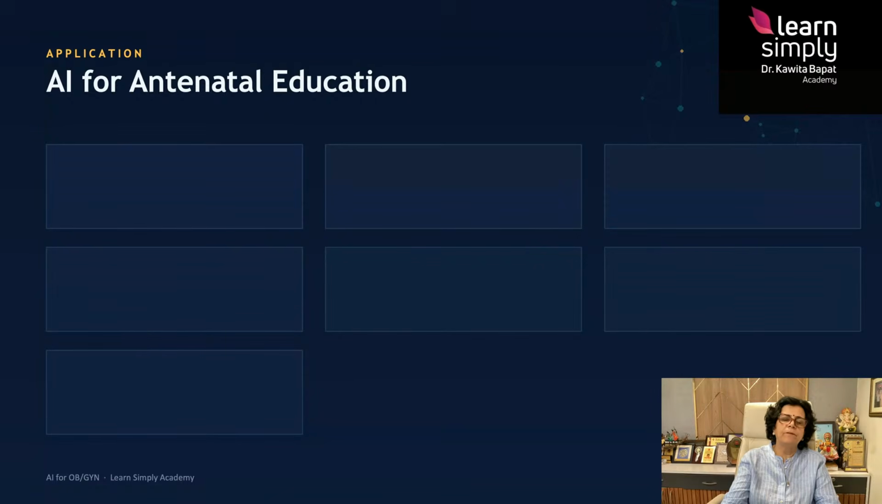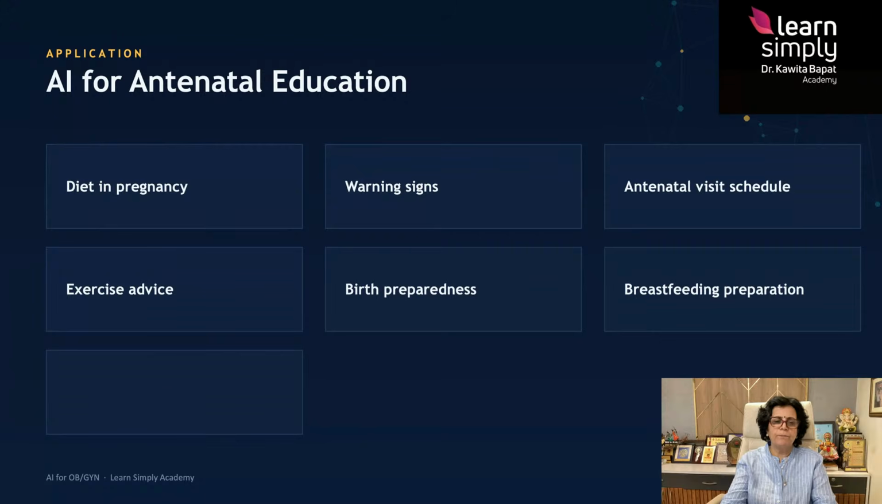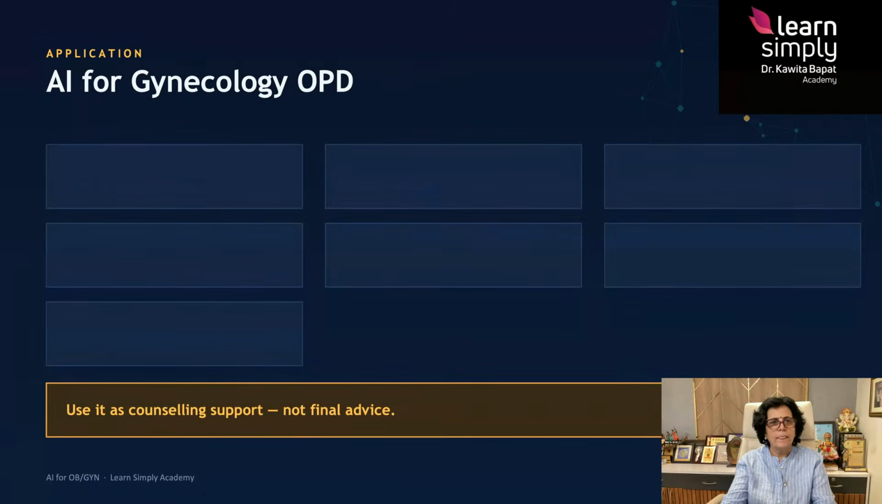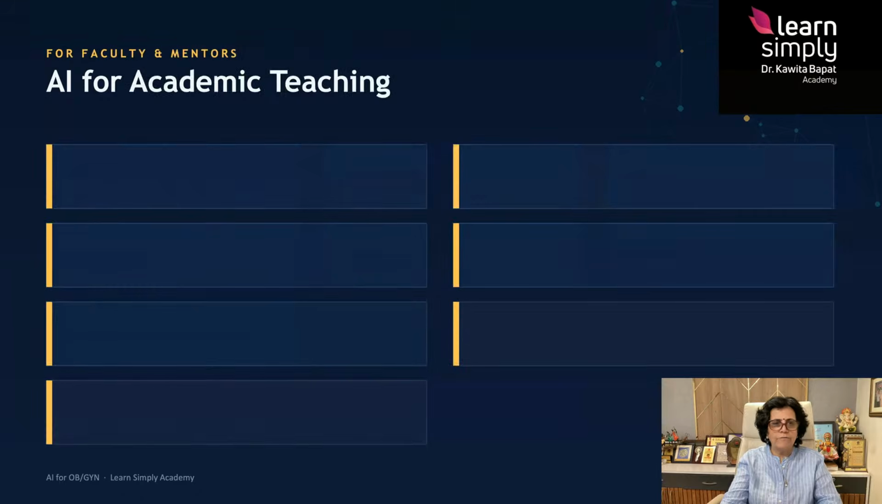So, for example, we want to give antenatal education: diet in pregnancy, warning signs, antenatal visit schedules, exercise advice, birth preparedness, breastfeeding preparation, and postpartum care. In a gynecological OPD, we can talk about fibroids, endometriosis, PCOS, menopause, prolapse, infertility, and abnormal uterine bleeding. Use it as counseling support, but it is not advice. So make it a point very, very clear: it is not final advice.